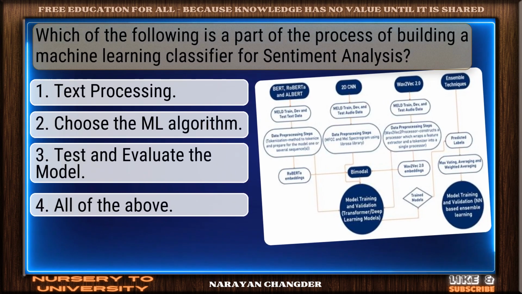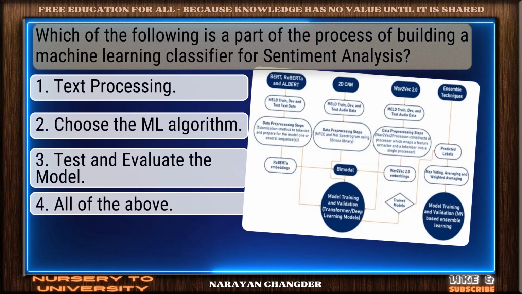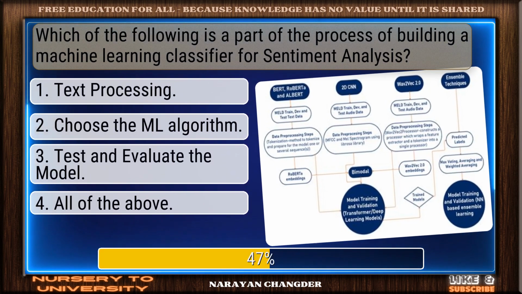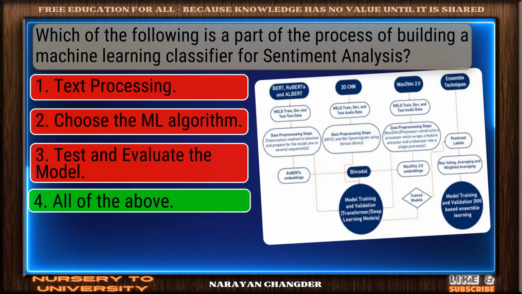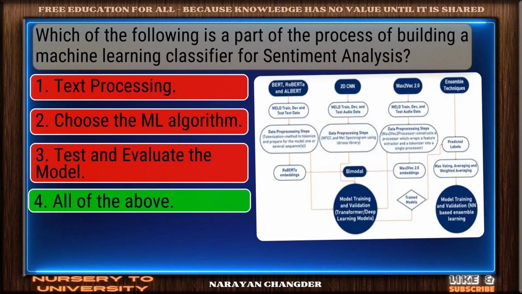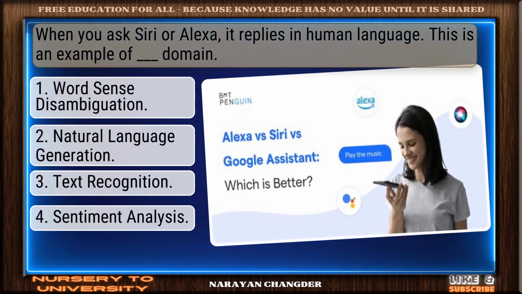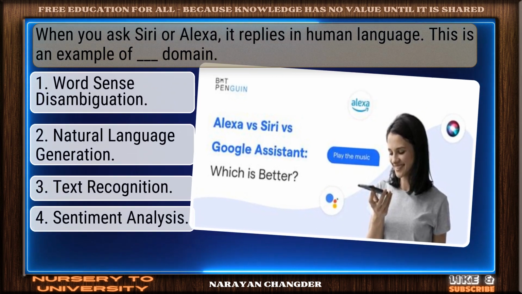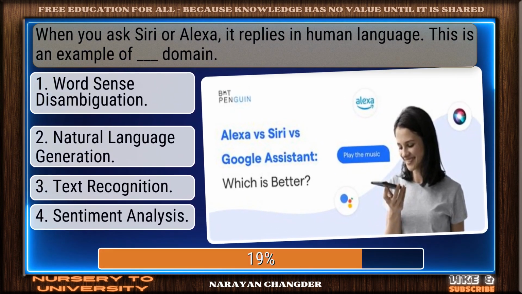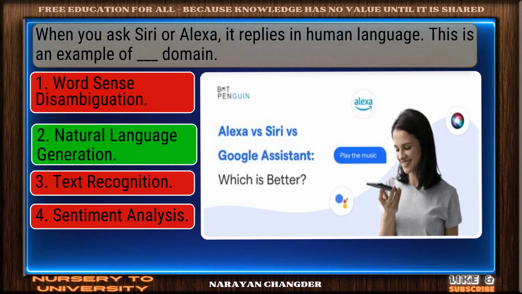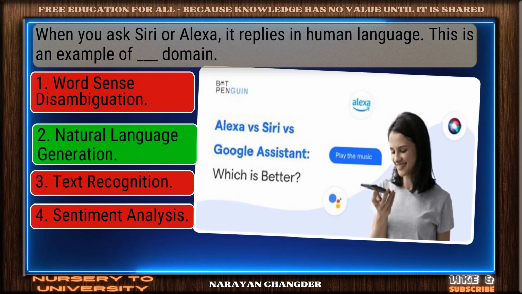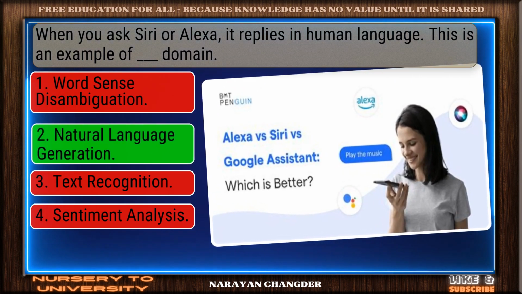Question number 4. Which of the following is a part of the process of building a machine learning classifier for sentiment analysis? Solid response. All of the above is a valid choice. Question number 5. When you ask Siri or Alexa, it replies in human language. This is an example of dash domain. Smart move. Natural language generation is an accurate answer.